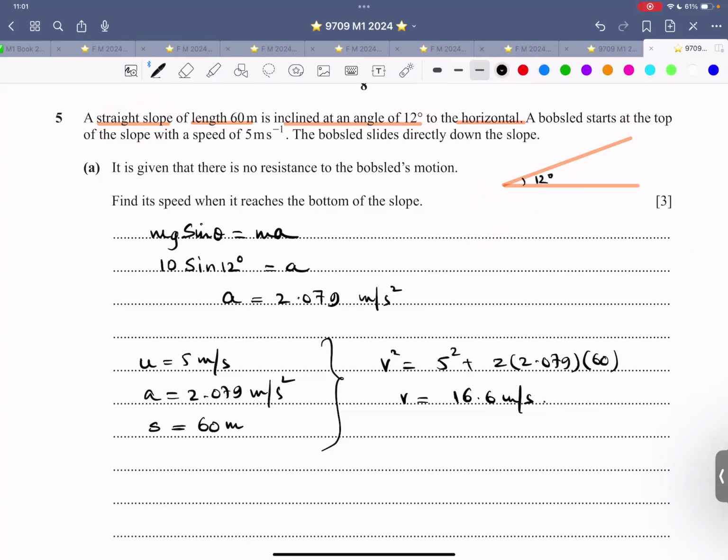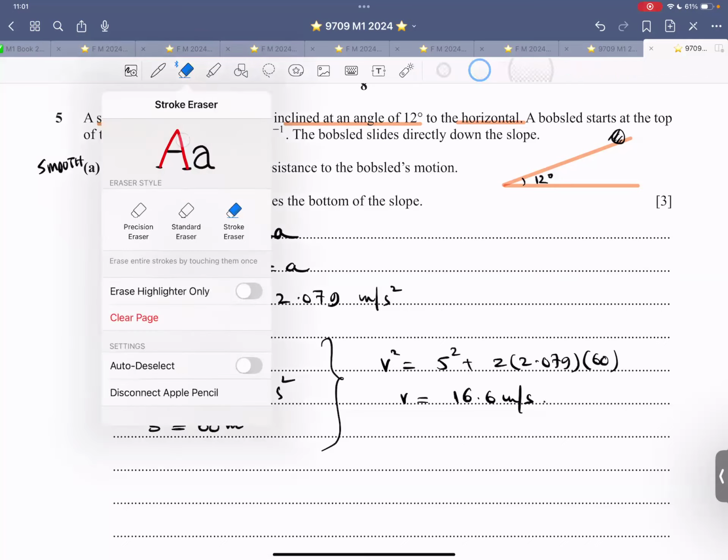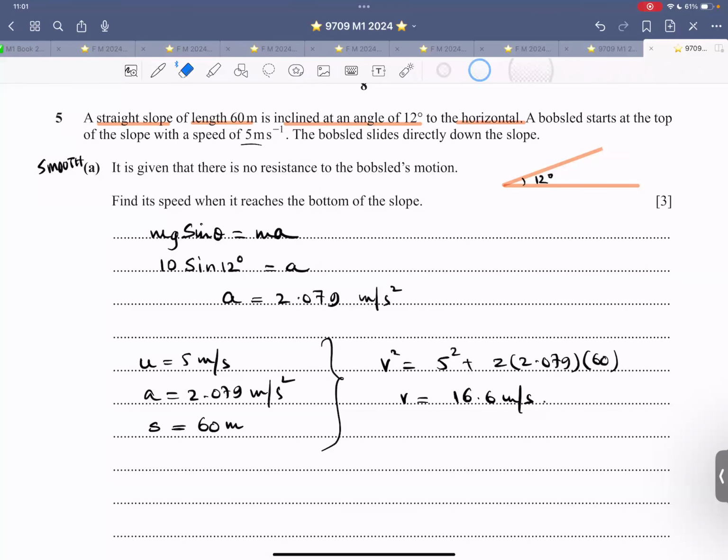A bobsled starts at the top of the slope with a speed of 5 meters per second. The bobsled slides directly down the slope. First part, it's a smooth inclined plane. There is no resistance. Find the speed when it reaches the bottom. Now let me just erase this thing. Hold for a second. Precision eraser.